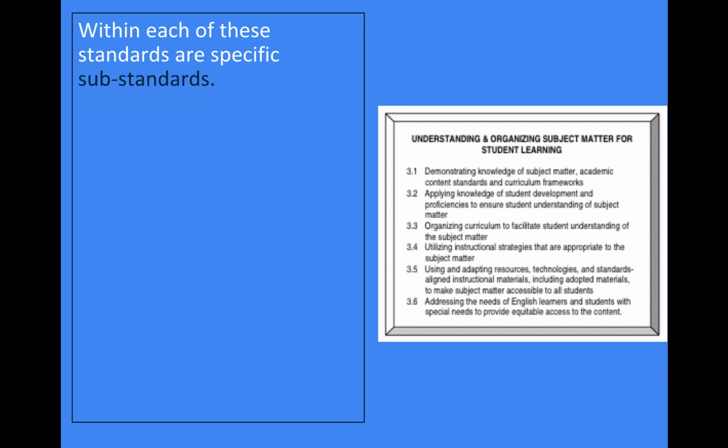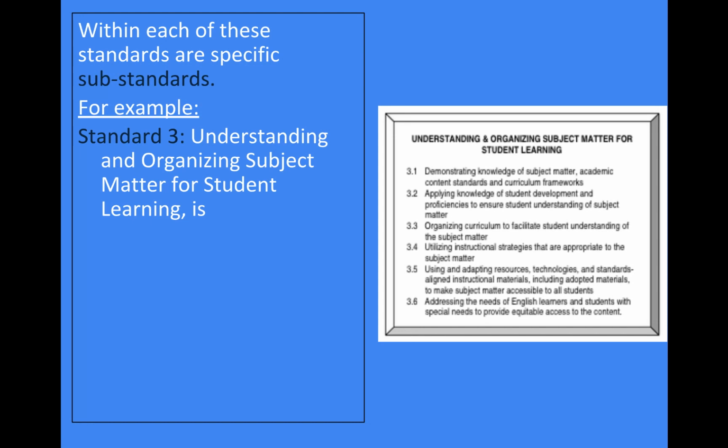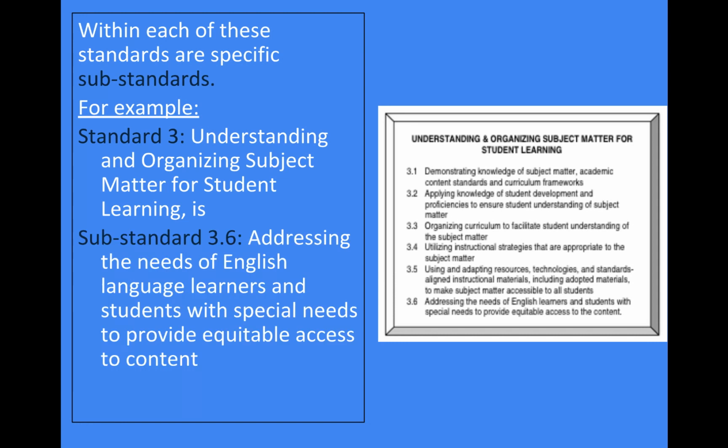Within each one of these standards are specific substandards. For example, in Standard 3, understanding and organizing subject matter for student learning is Substandard 3.6, addressing the needs of English language learners and students with special needs to provide equitable access to content.